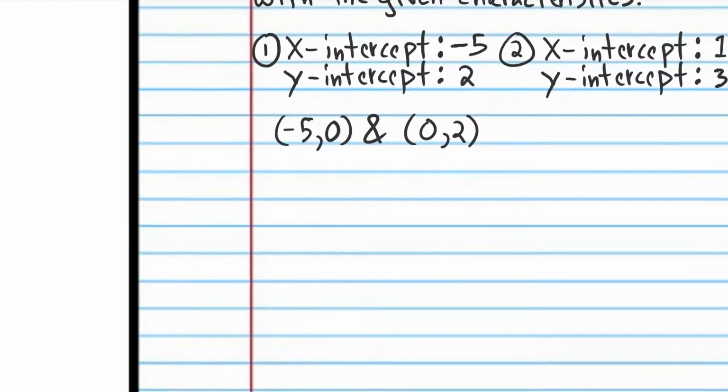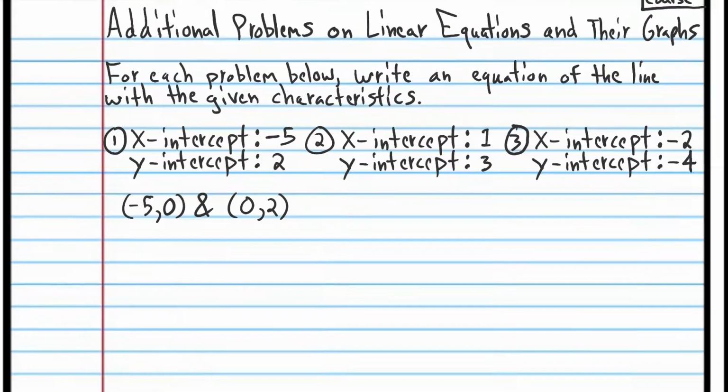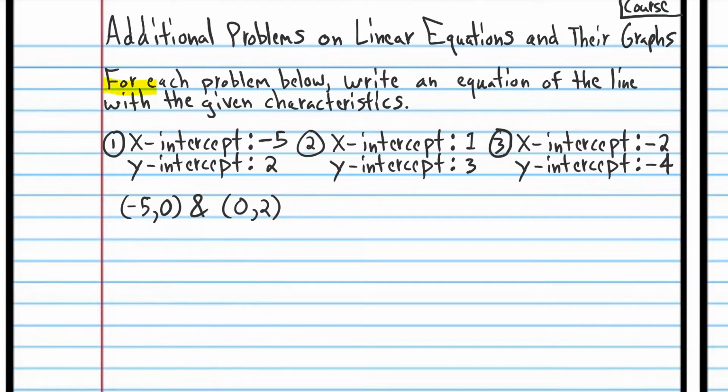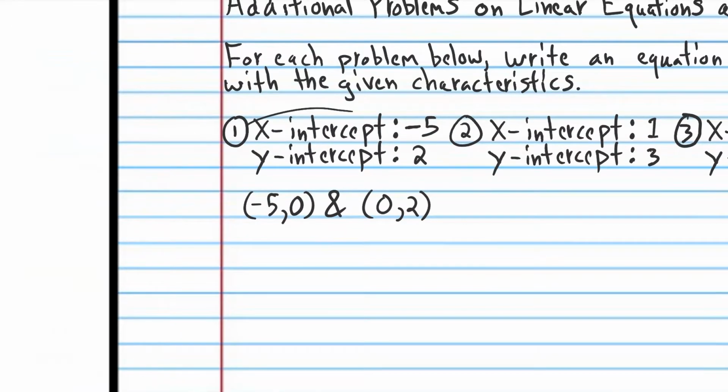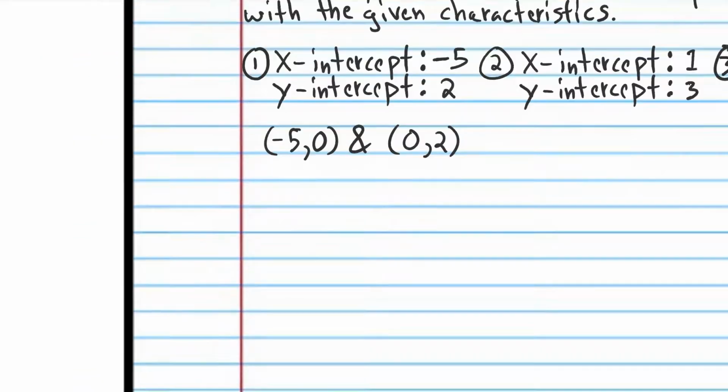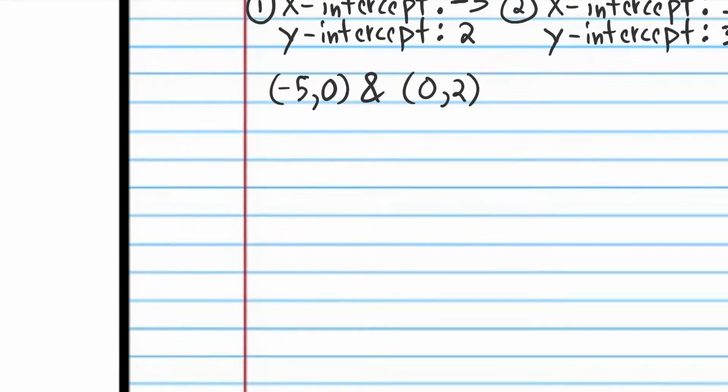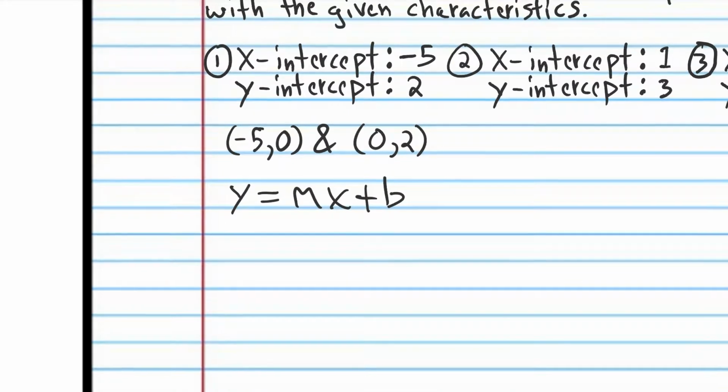There's a number of ways that we can find the equation of the line, because again, that's what we're looking for. It says, for each problem below, write an equation of the line with the given characteristics. So we have an x-intercept and a y-intercept, and we have to write the equation of the line. So I wrote these points here, and I'm going to do it the easy way first. So the easy way is to use y = mx + b. Now, remember, this is slope-intercept form.